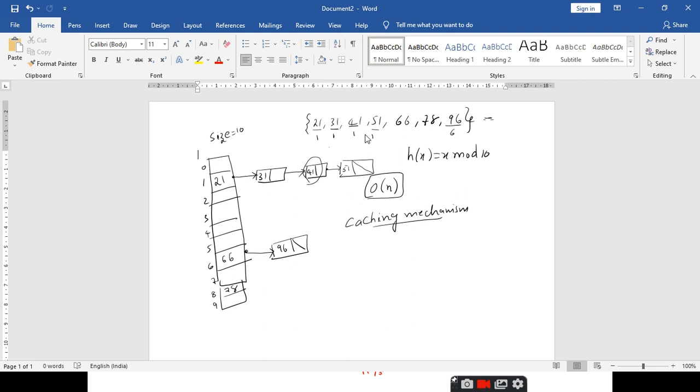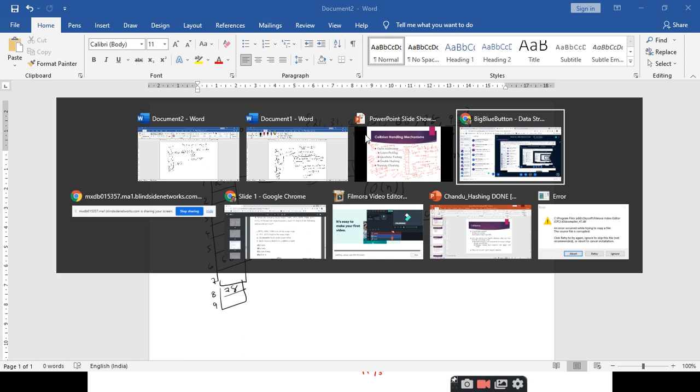So that's all about the collision resolution techniques and collisions. This is the end of today's session, but before ending, as I promised, I will be discussing some of the GATE questions which were previously asked.